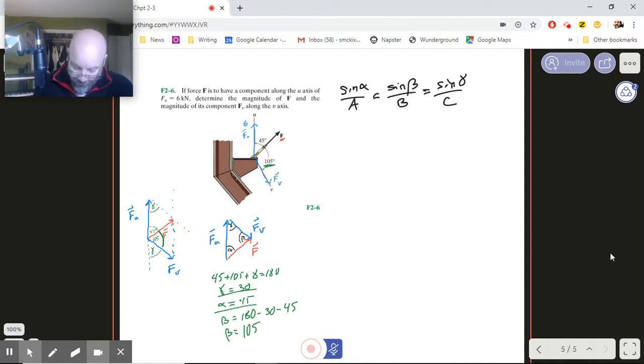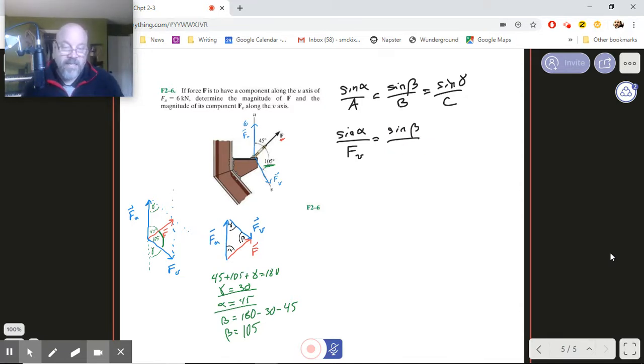So let's go ahead and translate it. So we've got the sine of alpha. Now we don't have an A, but alpha is opposite of F sub V. And that's equal to the sine of beta over B. We don't have a B. However, opposite of beta is F sub U. And then we've got sine gamma. And again, we don't have a C, but opposite of gamma is F sub W. Okay. So out of those combinations, we know all of our angles and we know F sub U. So we need to compare everything to this middle portion right there.